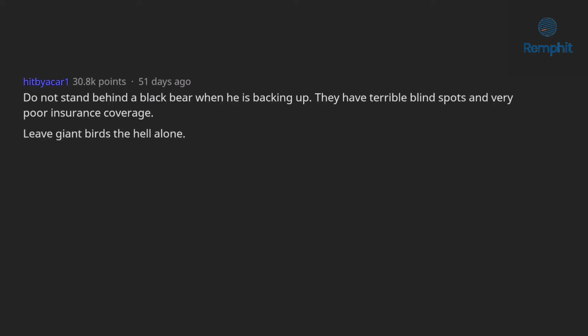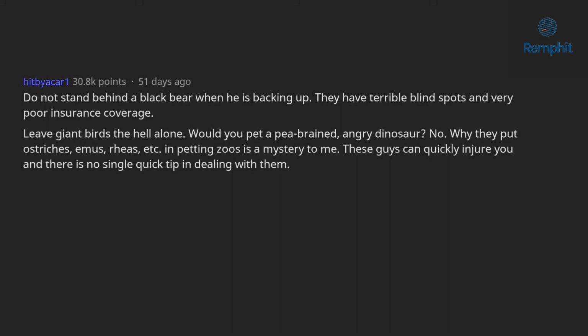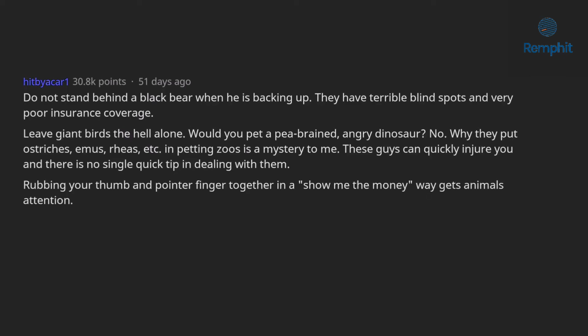Leave giant birds the hell alone. Would you pet a pea-brained angry dinosaur? No. Why they put ostriches, emus, rheas, etc. in petting zoos is a mystery to me. These guys can quickly injure you, and there is no single quick tip in dealing with them. Rubbing your thumb and pointer finger together in a show-me-the-money way gets animals' attention. Cats, fish, lizards, it's pretty neat.